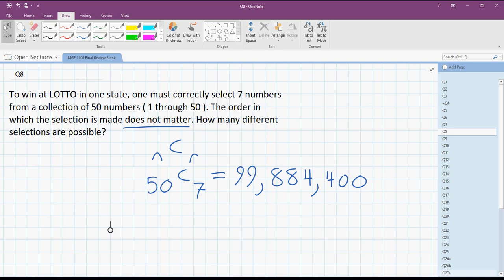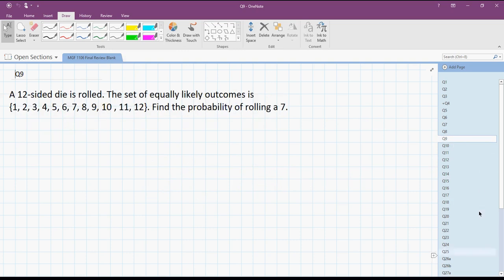All right, feeling good on that? Okay. So number 9, looks like we're in probability, so that means we now have stepped into 11.4. Okay? So this one says a 12-sided die is rolled. The set of equally likely outcomes is 1, 2, 3, 4, 5, 6, 7, 8, 9, 10, 11, 12. Find the probability of rolling a 7.